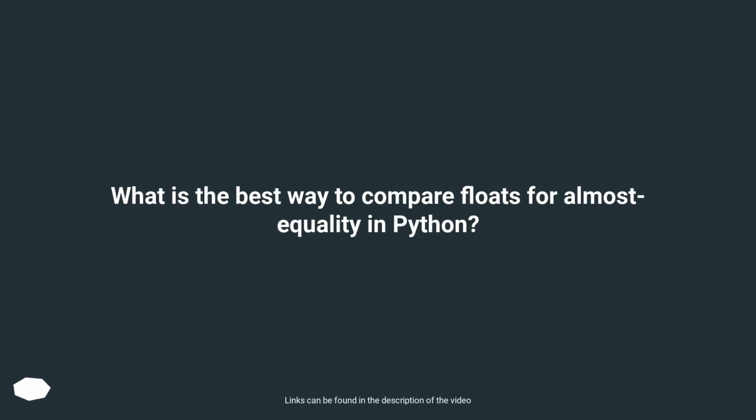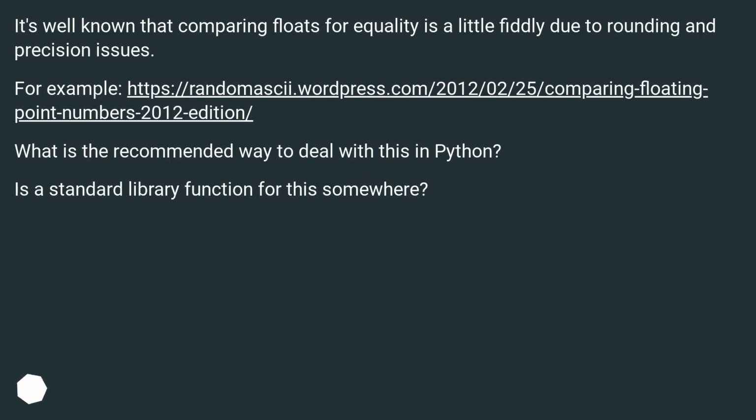What is the best way to compare floats for almost equality in Python? It's well known that comparing floats for equality is a little fiddly due to rounding and precision issues. For example, this. What is the recommended way to deal with this in Python? Is there a standard library function for this somewhere?